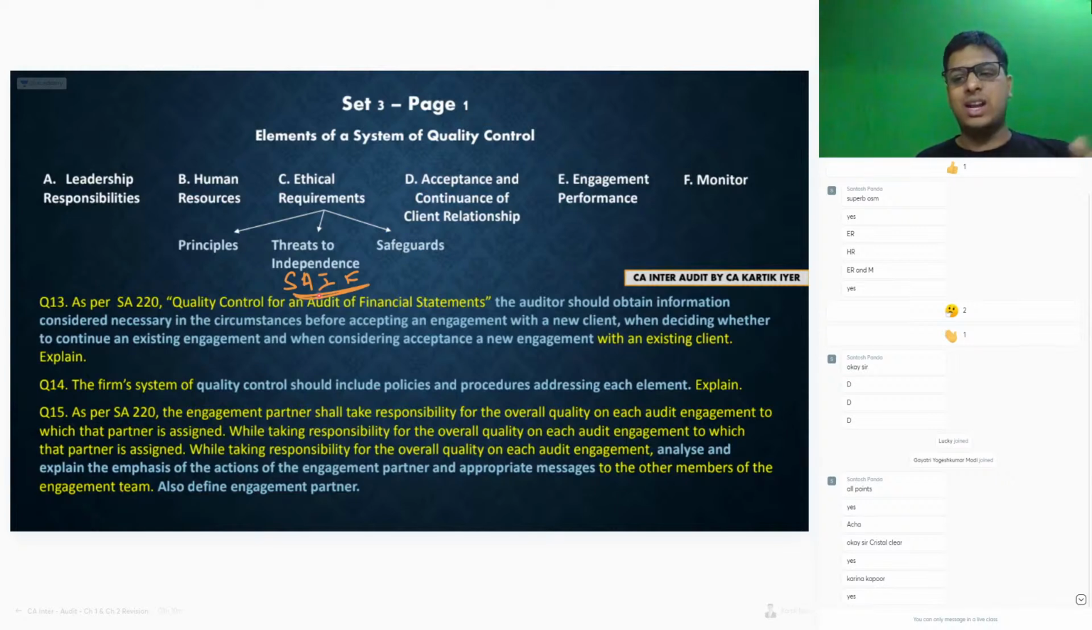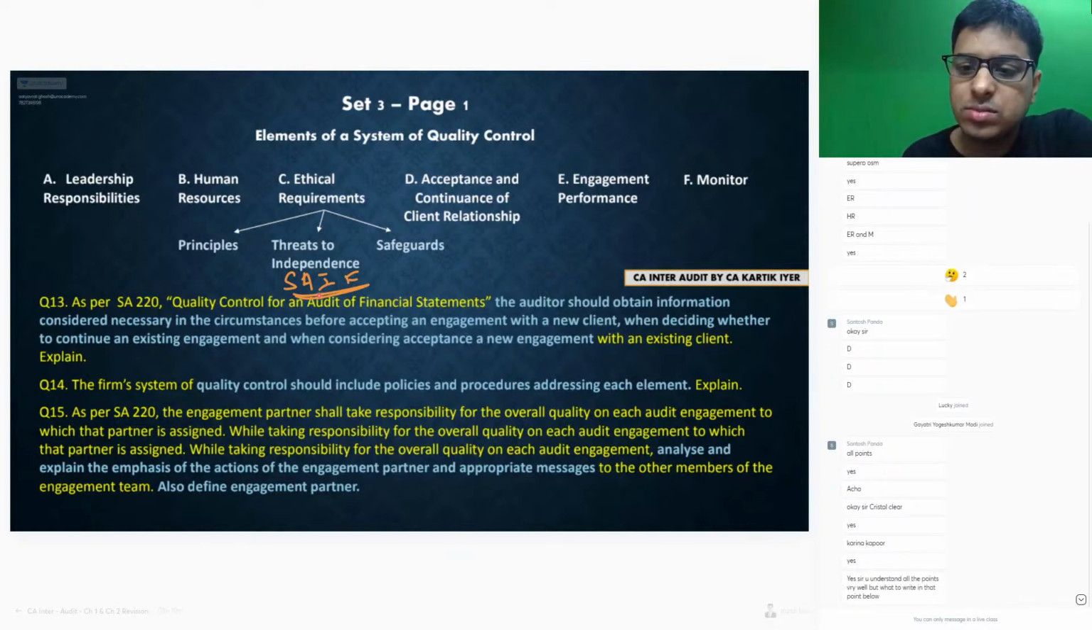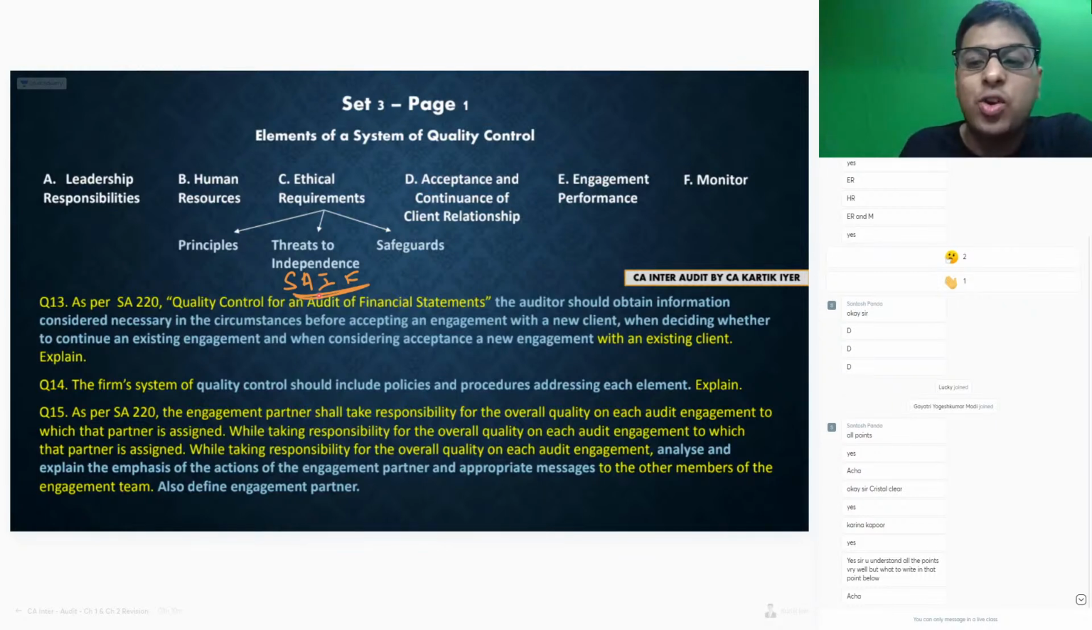Very clear, very simple till here. Sir, you understand all the points very well, but what to write in that point below? What to write will be part of the textbook. See, I have to cover 2 chapters in bullet revision. If it is a normal revision or full-fledged teaching, each and every point will be covered with memorizing techniques. That is in the plus course. But right now this is bullet revision, so we are just looking at each answer and the points with the ICAI past questions. I thought this is the most beneficial thing for you.